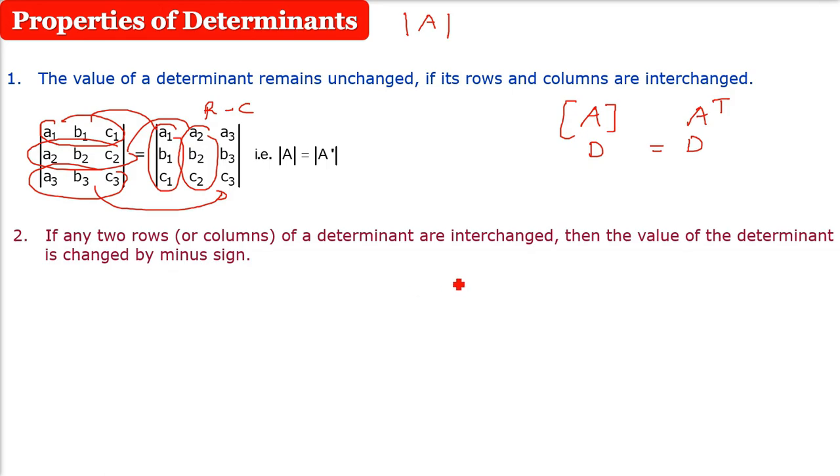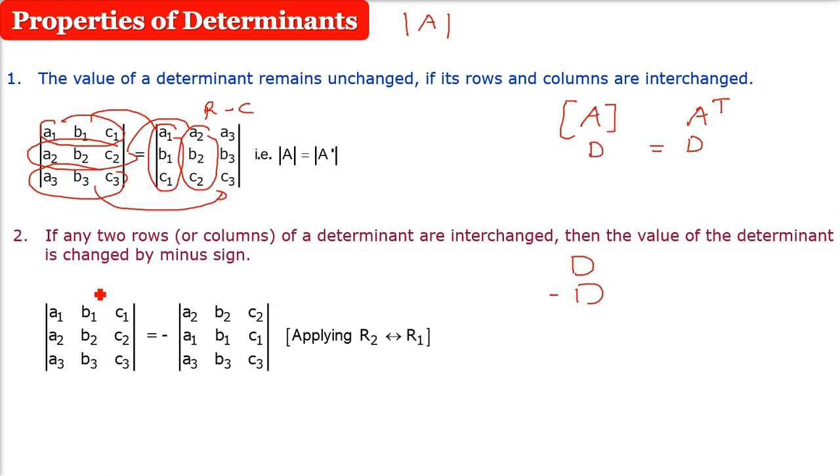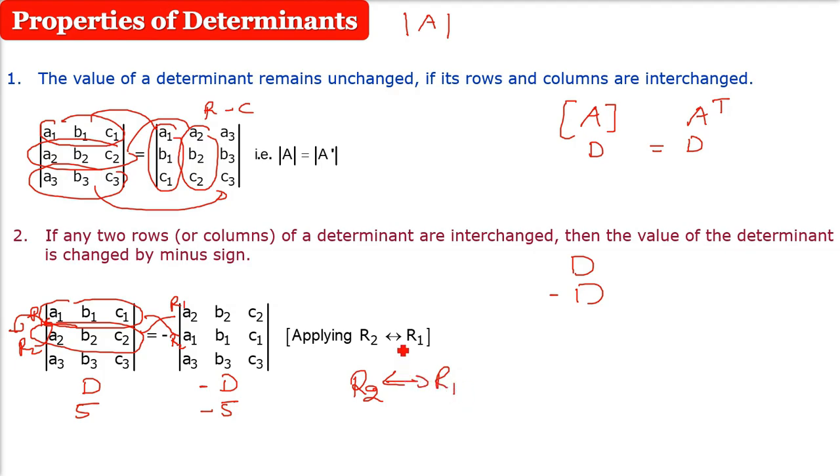Now the second property is: if any two rows or columns of the determinant are interchanged, then the final determinant will have a negative sign. What does it mean? When you change the position of two rows or two columns, for example R1 and R2, row 2 becomes the first row and row 1 becomes the second. Now, if the determinant is D, the resultant determinant of the interchanged rows or columns will be negative D. If it is 5, it will be negative 5. So we interchange R2 with R1.